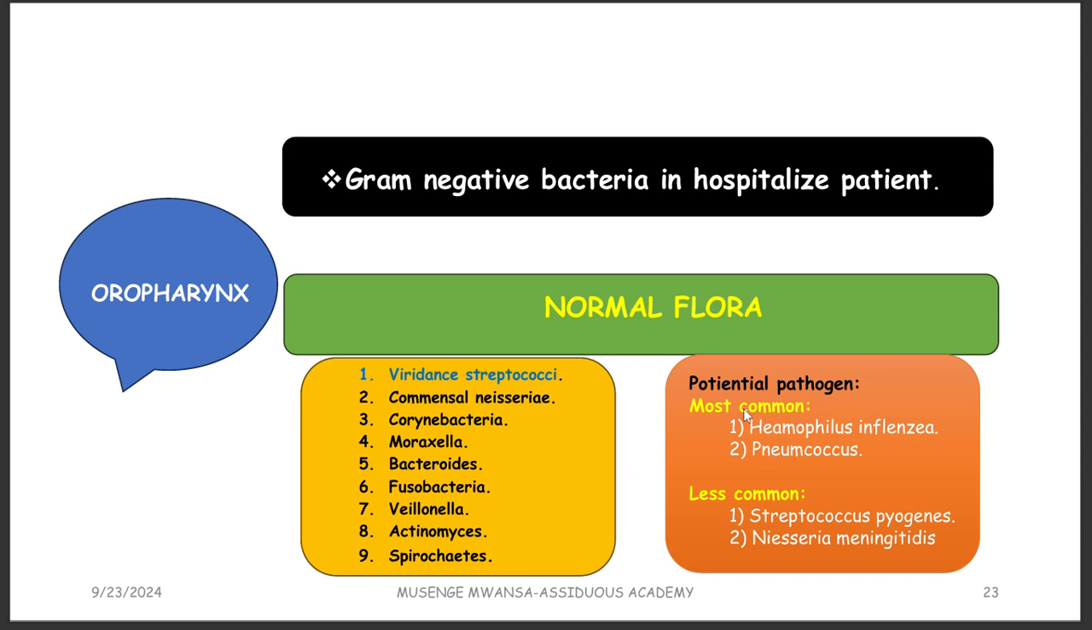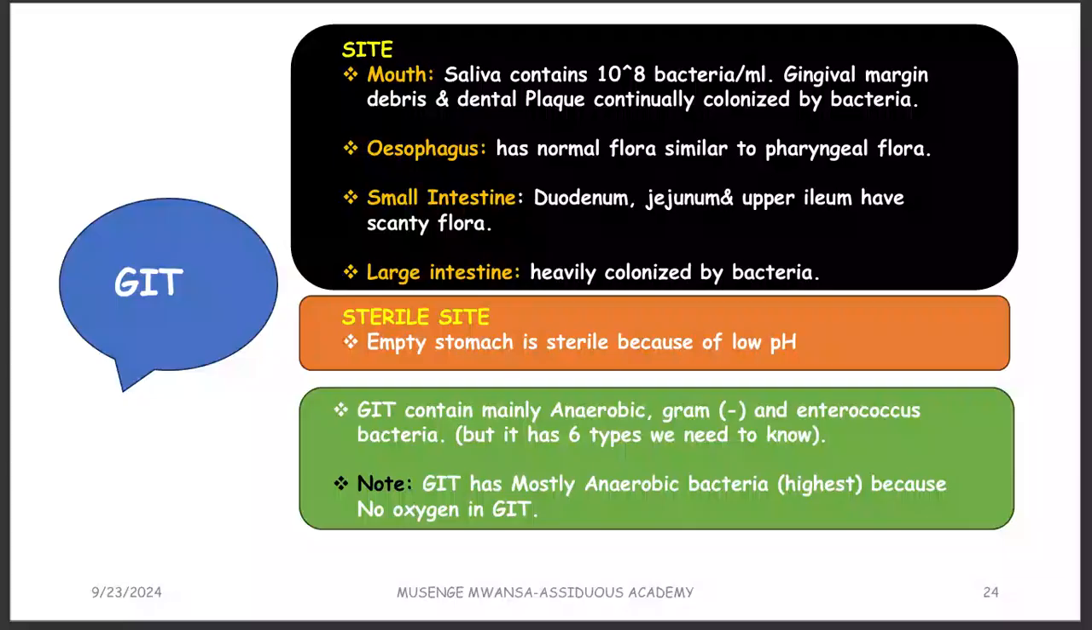The potential pathogens, most common, Haemophilus influenzae and pneumococcus. And then the less common, Streptococcus pyogenes and Neisseria meningitidis. They can cause infection in the oropharynx.